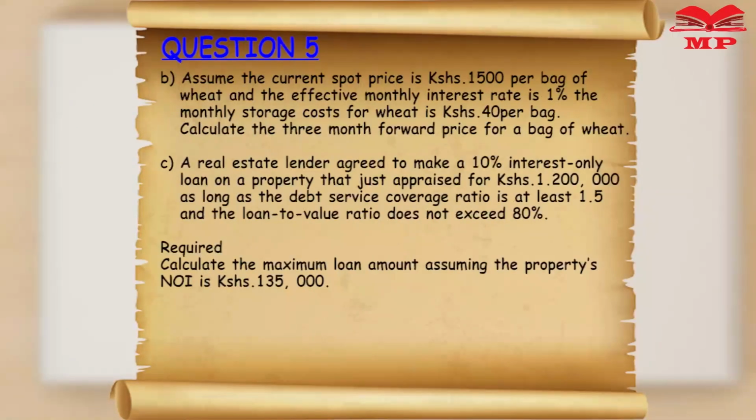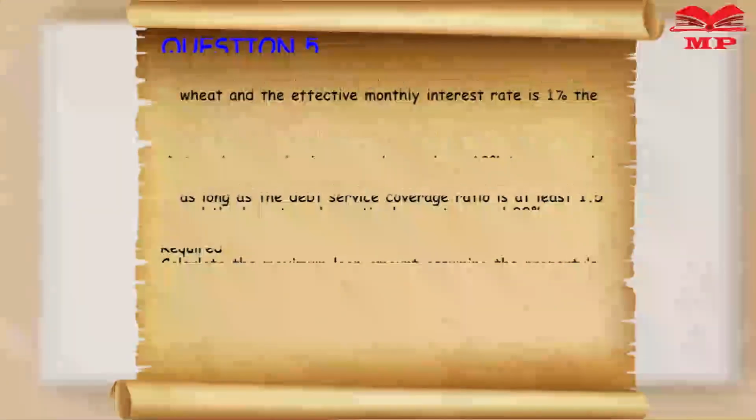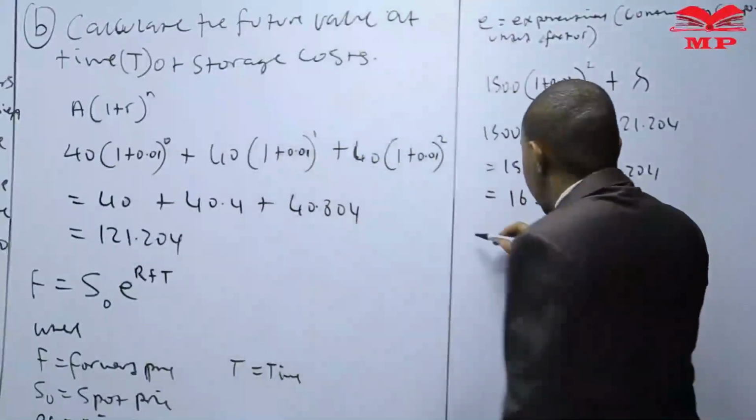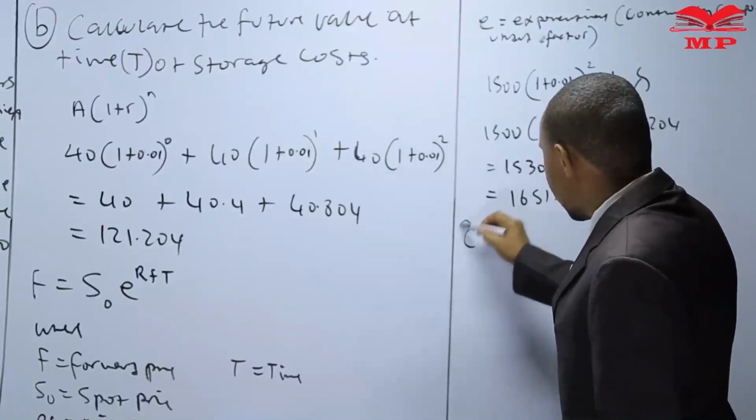Looking at part C of question 5, it reads as follows: a real estate lender agreed to make a 10% interest-only loan on the property that had just been appraised for 1.2 million, as long as the debt service coverage ratio is at least 1.5 and the loan to value ratio does not exceed 80%. Required: the maximum loan amount, assuming the property's net operating income is 135,000.